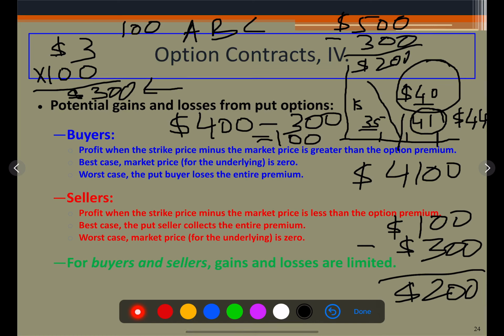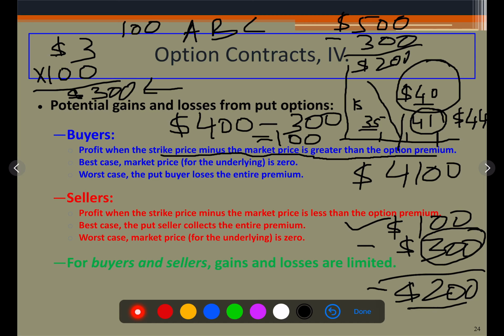So again, it's the right of the put option contract buyer whether to exercise the contract or not depending on the market situation, right? So now the buyer of the put option contract will make a profit when the strike price minus the market price is greater than the option premium, which I just have explained, right? So like if he is just saving $100 and he has paid 300 premium, he still made a loss.